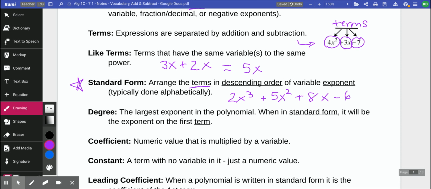So something like that would be in standard form, because we have x to the third power, x to the second power. This is technically x to the first power. And this is technically x to the 0 power.